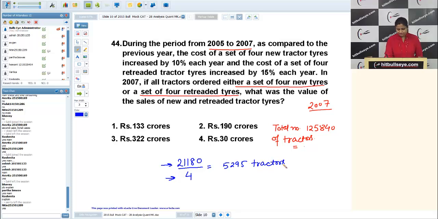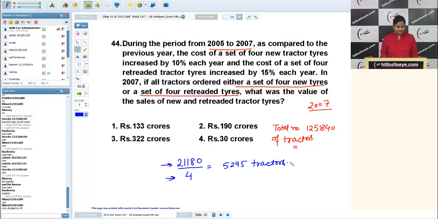They had tires which were old, which were retreaded. Are you getting me? That was a difficult question. Bhavya and Partha, any problem in this question? Why divided by 4? Because of this line, if all tractors ordered either a set of 4 new tires or a set of 4 retreaded tires.